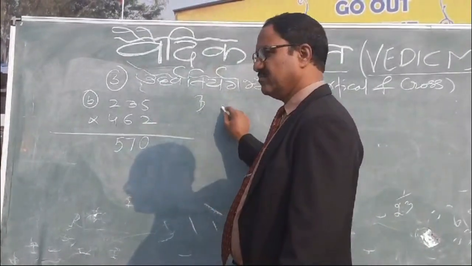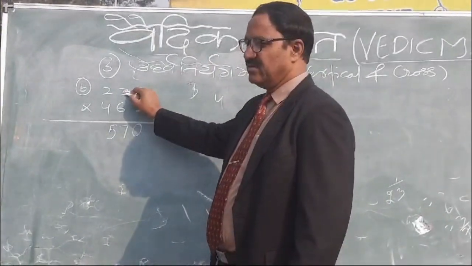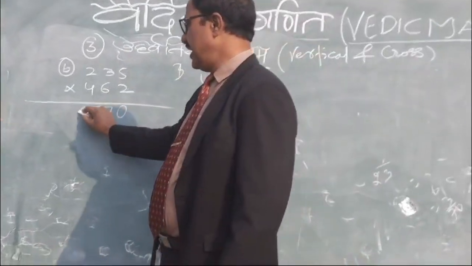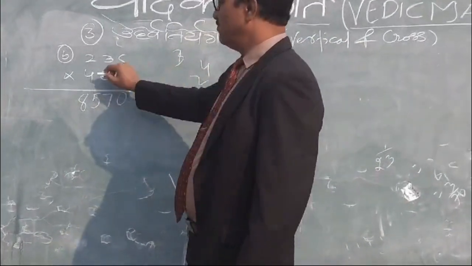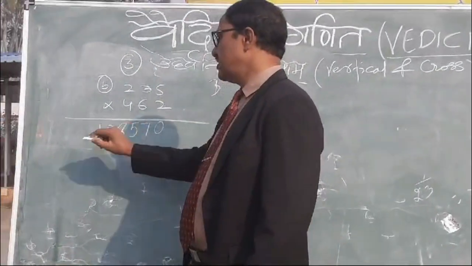5. Carry 4. 6 into 2, 12. 4 into 3, 12. 24. 24 and 4, 28. 8. Carry 2. 4 into 2, 8, and 2, 10. Very simple.